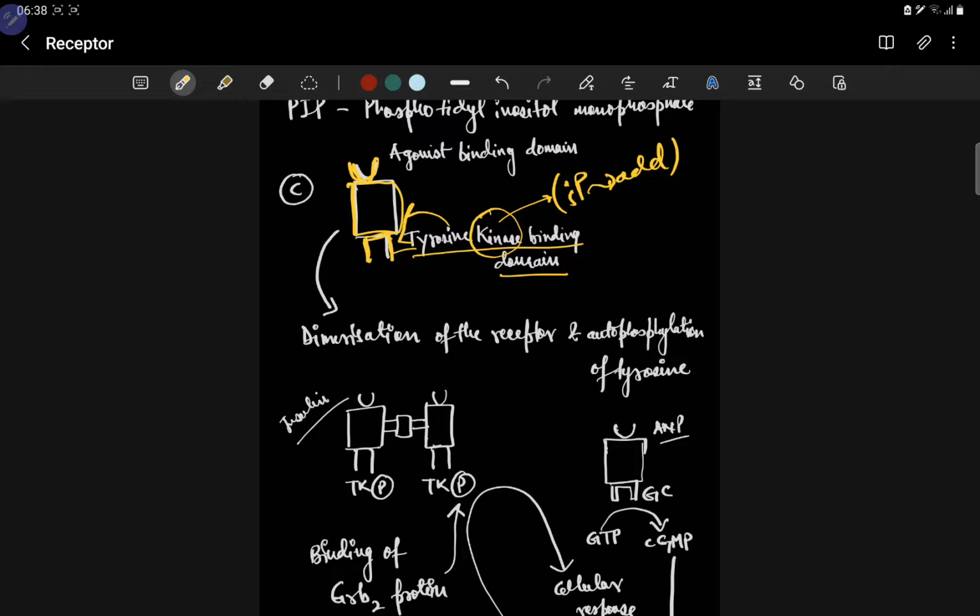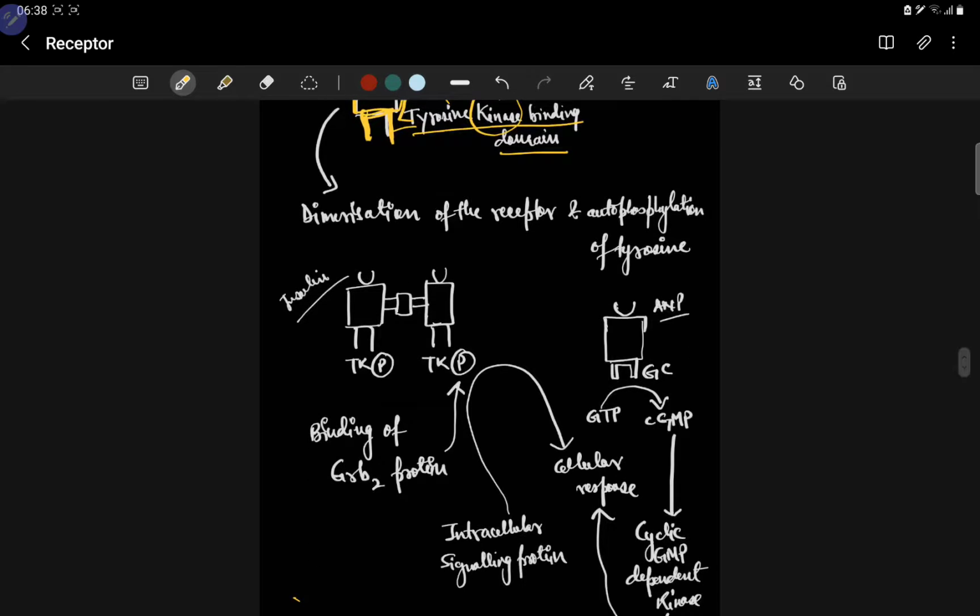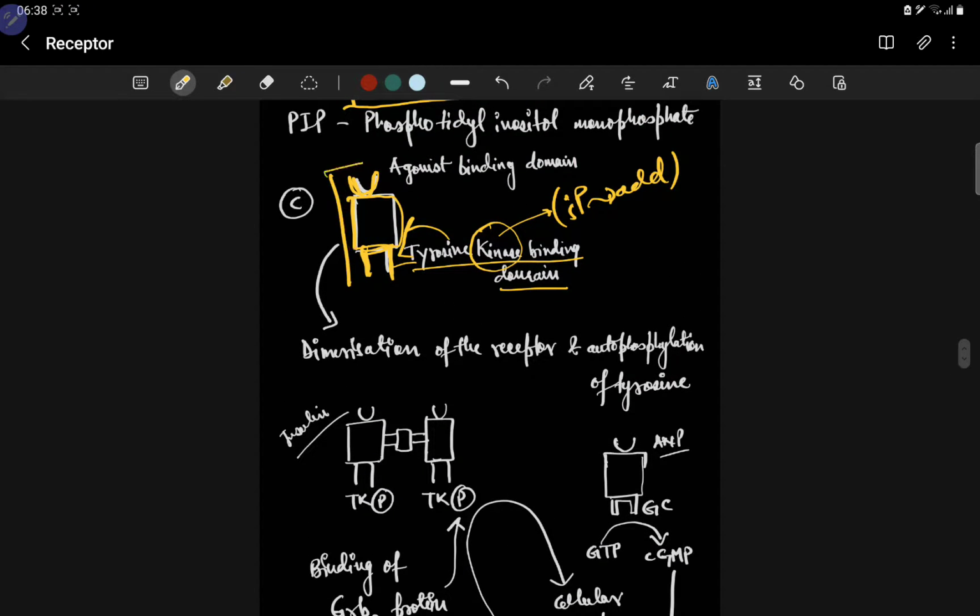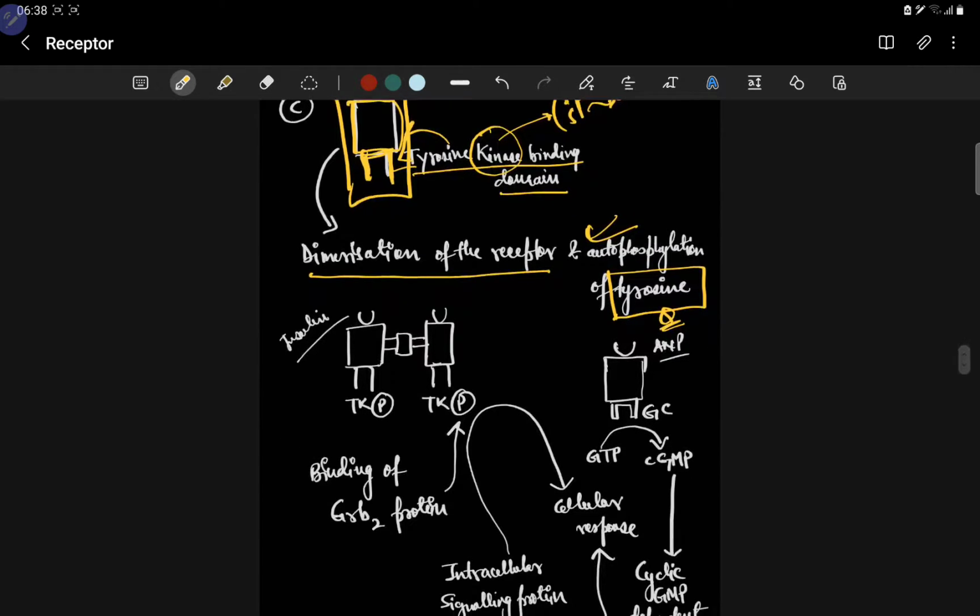ये इंपॉर्टेंट कंसेप्ट है. अब ये टायरोसिन काइनेज बाइंडिंग डोमेन जो तुम देखे हो, ठीक है, ये बहुत इम्पॉर्टेंट हैं. What will they do? This whole subunit will be dimerized. So there is dimerization of the receptor and autophosphorylation of the tyrosine. Tyrosine जो amino acid है, tyrosine is an amino acid, yes, you have learned in biochemistry. Now tyrosine का autophosphorylation हो जाता है and there is a dimerization of the receptor.